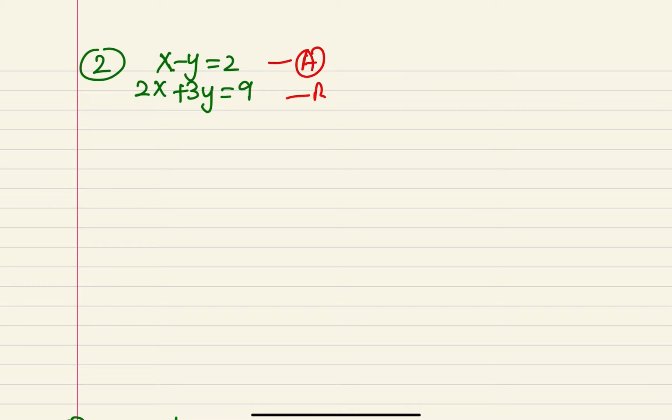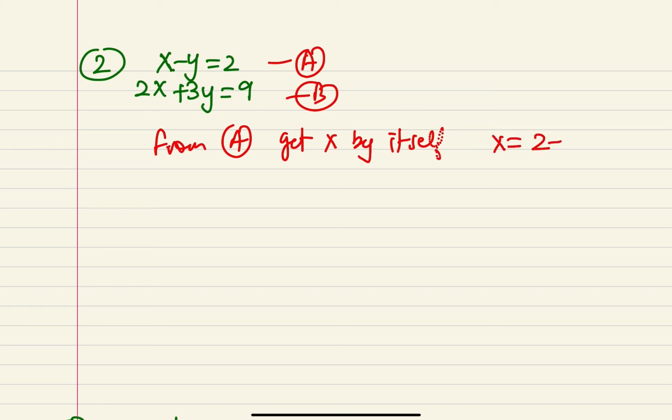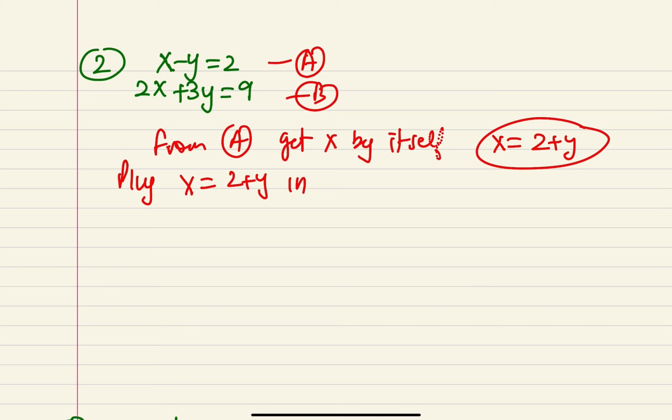So my equation A and B, from A, get x by itself. So from A, if I'm trying to get x by itself, x comes out to be 2 plus y. So if that's the case, now plug x equals 2 plus y into the second equation. So 2 times 2 plus y. Now we are left with a single equation in one variable, and that's the goal, because if we have one equation in one variable, we can go ahead and solve it for that variable.